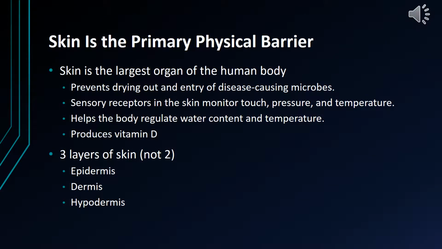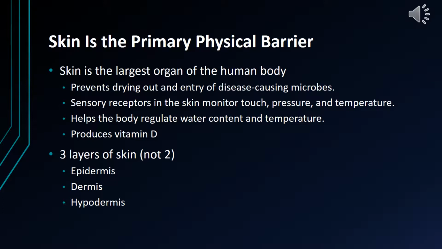Skin is the primary physical barrier. Skin is actually considered to be the largest organ of the body, though I think the liver might actually weigh more. The skin prevents drying out and entry of disease-causing microbes. It also contains sensory receptors that monitor touch, pressure, and temperature. The skin also helps the body regulate water content and temperature, and it's also the site of vitamin D production.